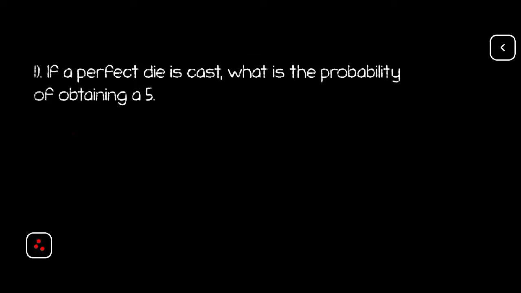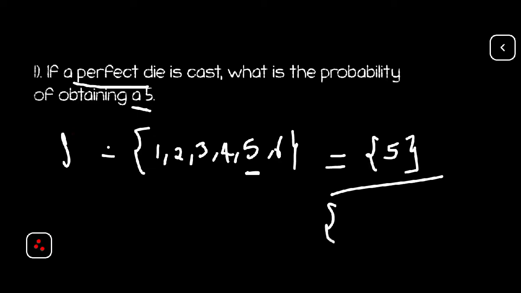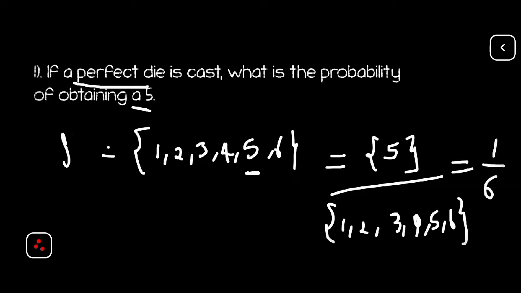For this one, we already know that it says a perfect die. So we already know the sample space of a perfect die is 1, 2, 3, 4, 5, and then 6. Now they want us to find the probability of obtaining 5. The chance of getting 5 when you throw a die is just 1, over all the possibilities: 1, 2, 3, 4, 5, and 6. So that is just 1 over 6.